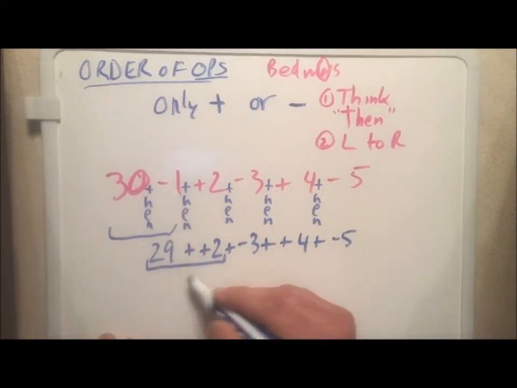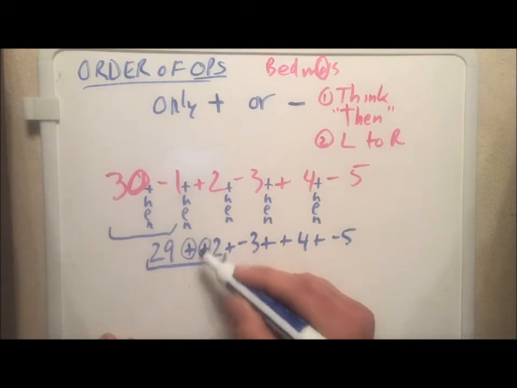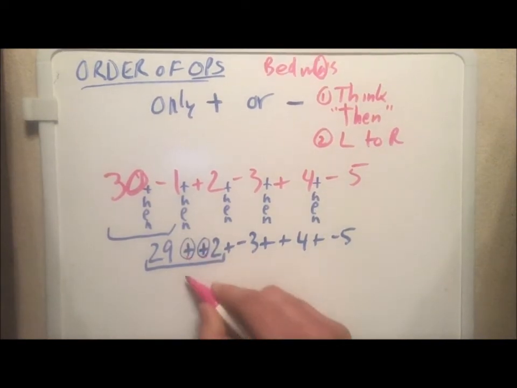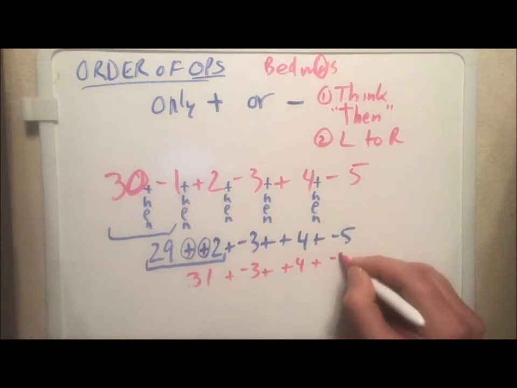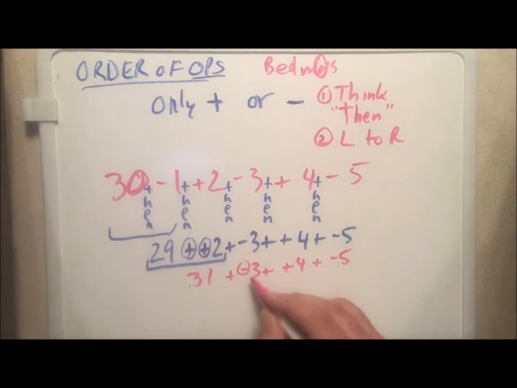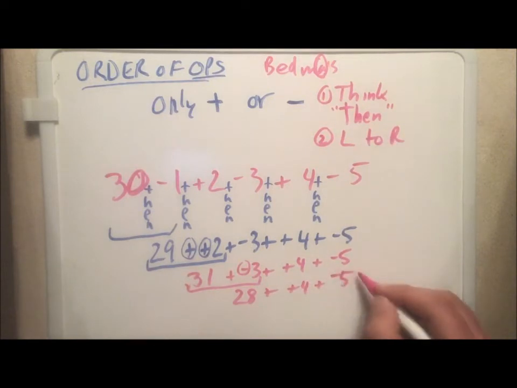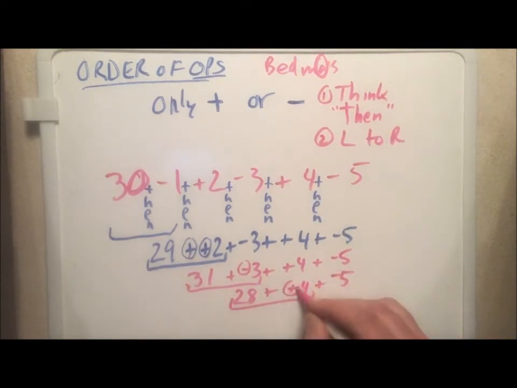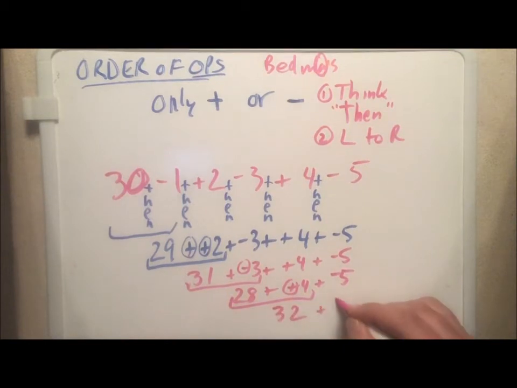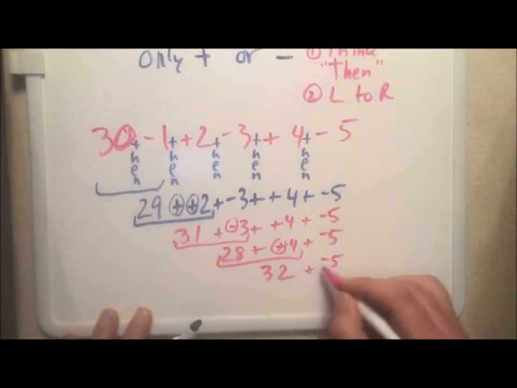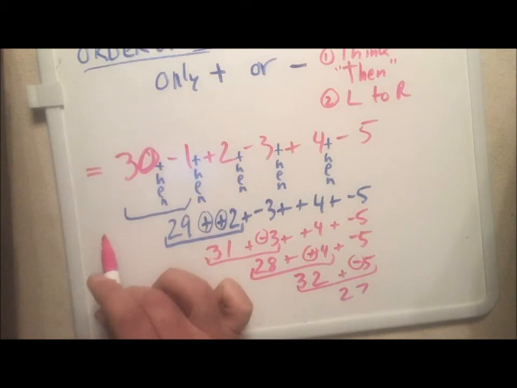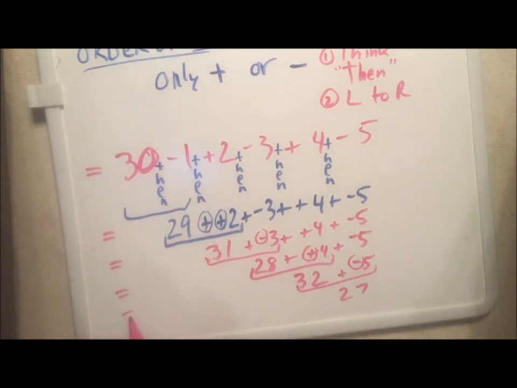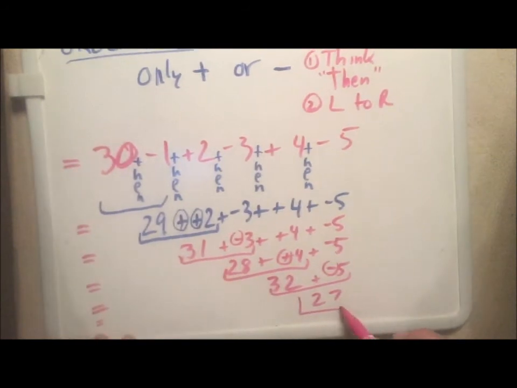29, and then I win 2. So there's my "then," there's my win. That takes me to 31. Bring everything down. 31, and then I lose 3. Takes me to 28. 28, and then I win 4 makes 32. And then 32, and then I lose 5 makes 27. Of course, at the beginning of every line you're going to have an equal sign, and then you put a box around your answer.